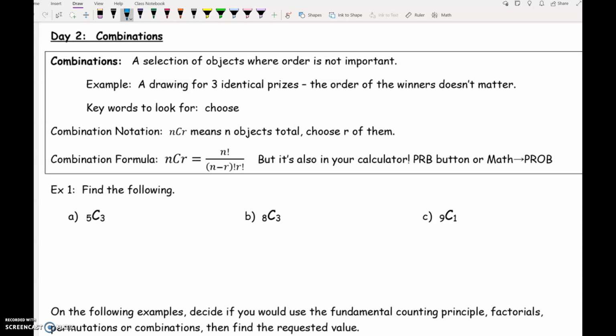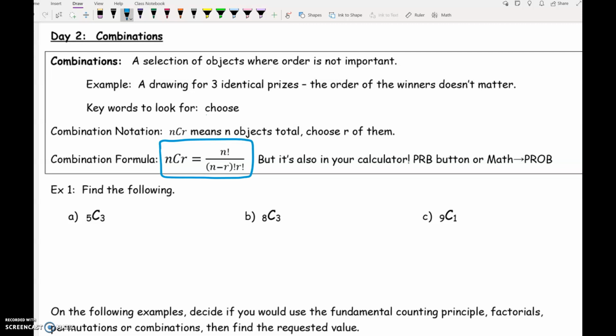And instead of NPR, we use NCR. So here's the formula, which we honestly aren't going to use because it's in our calculator. So 5C3 could mean we have 5 magazines. We are going to choose 3 of those magazines to take with us on an airplane flight. The order that you put those magazines in your bag does not matter. It's just we're picking 3 of the magazines to take with us. So 5C3 means 5 objects. We are choosing 3 of them.